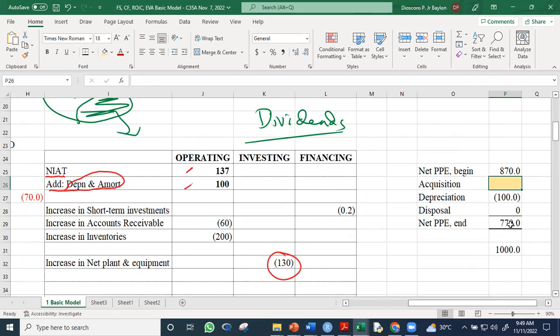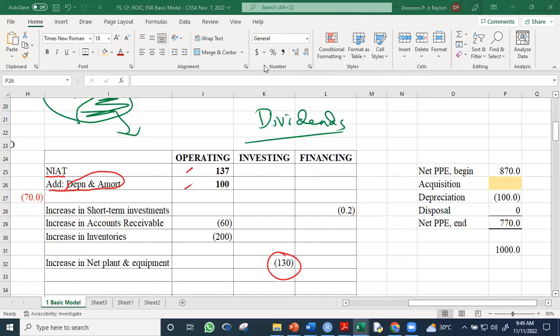You're lacking here by how much? What should be the acquisition so that the ending will be 1,000 and not 770? Kindly chat your answers, please. That's very easy. You know what's lacking, so that should account for the difference.